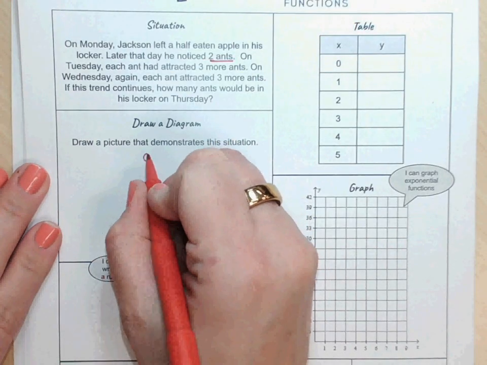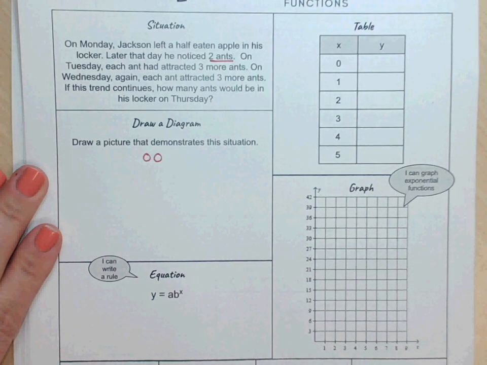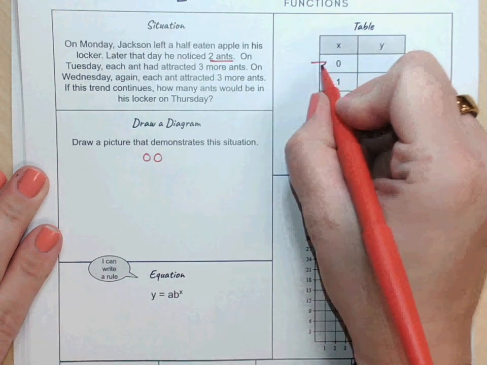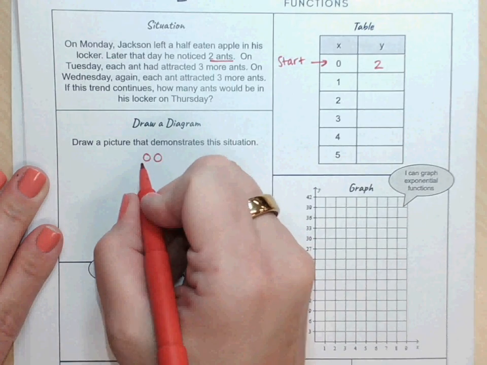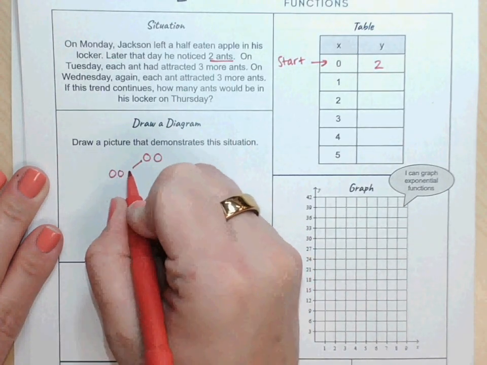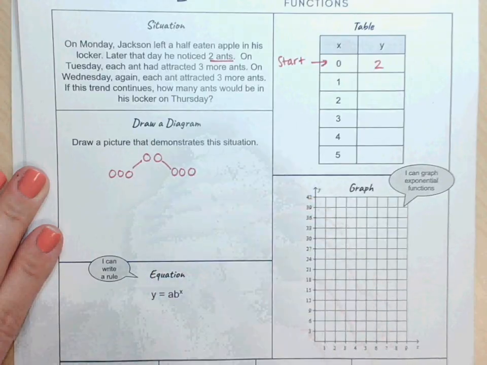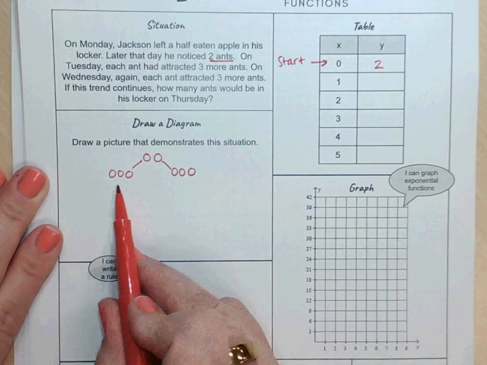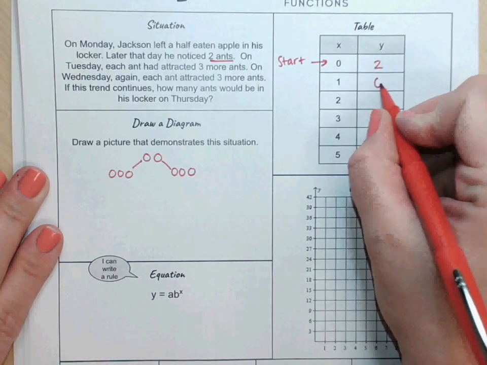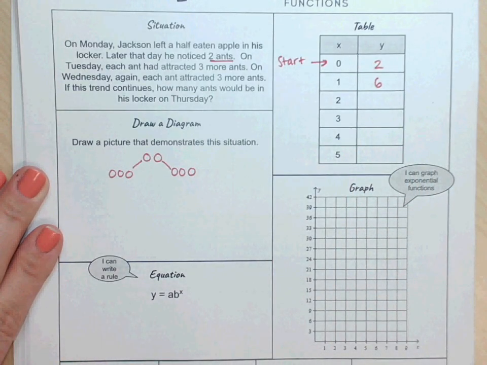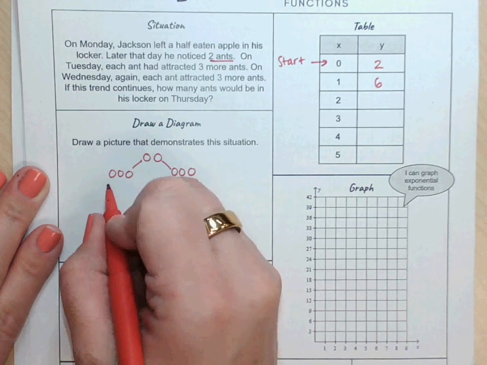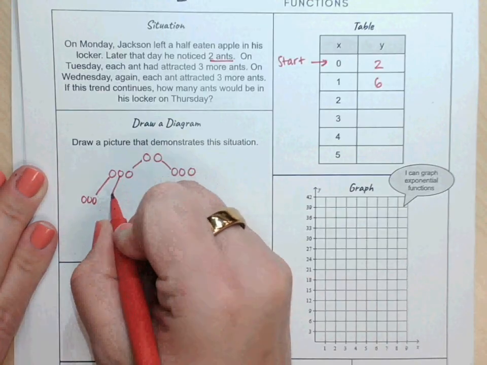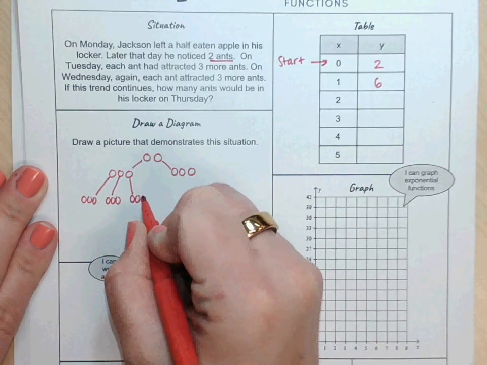We have 2 ants to start. On day 0, this is where we start, we have 2 ants. But after a day, this ant attracts 3 more, and this one attracts 3 more. So after the first day, I have a total of 6. Now from here, this one is going to attract 3, 3, 3.